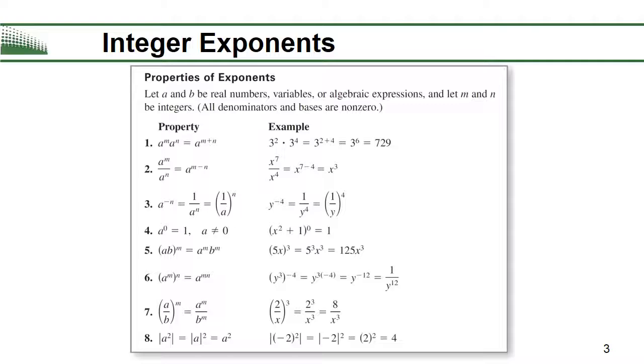Rule number 4 is another one that's very commonly missed. a to the 0 is 1. Anything to the 0 power is 1 except 0. 0 to the 0 power is undefined. Go ahead and look through the rest of these. If you need a moment to think about them and to read them, pause the recording and then resume when you're ready to move on.